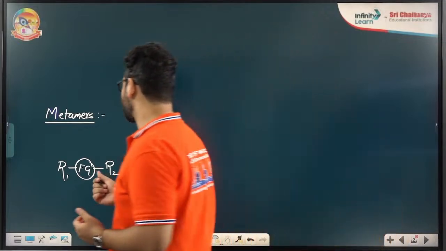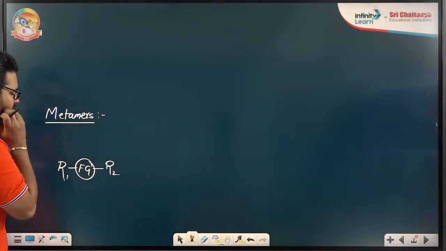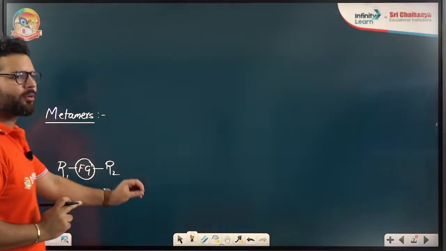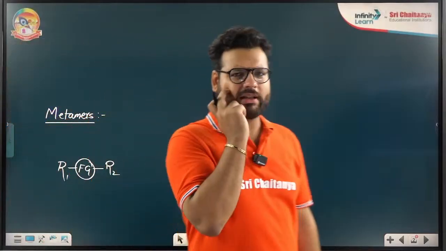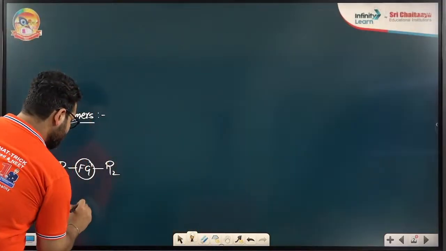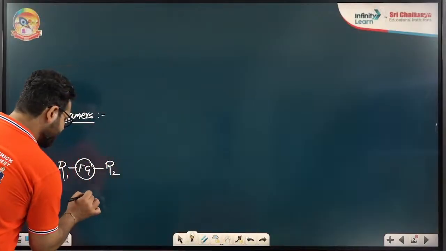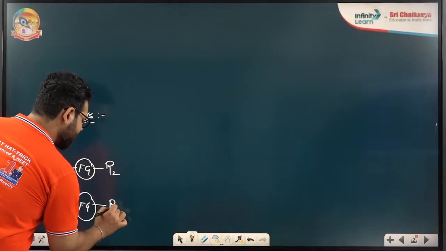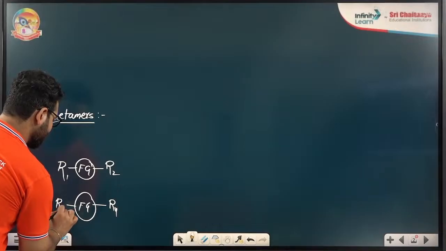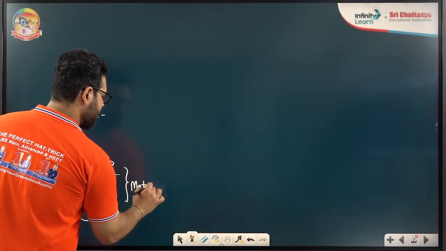So in a bifunctional group, whenever we change the nature of the two alkyls, let's say initially there was a methyl and a propyl here, but in the other compound the functional group is the same while the two alkyls become different, let's say R3 and R4, they are going to be called metamers.